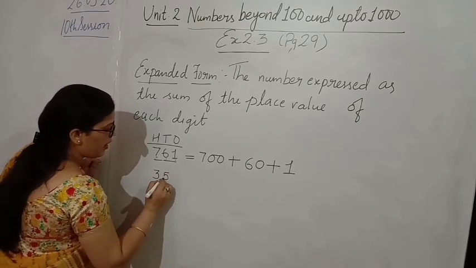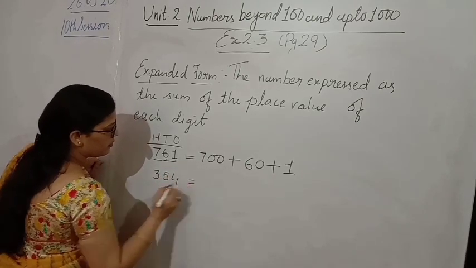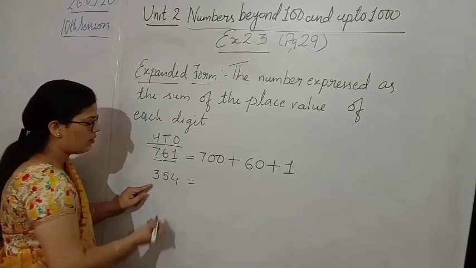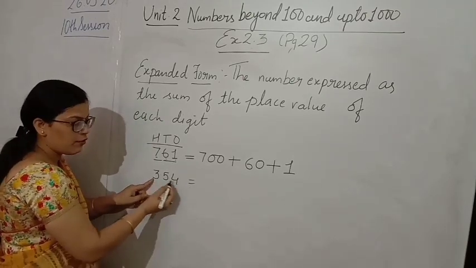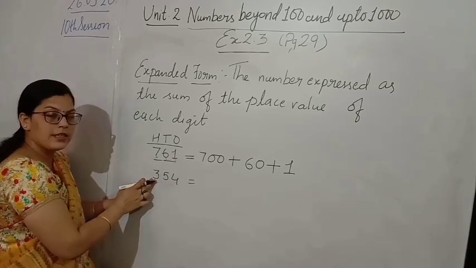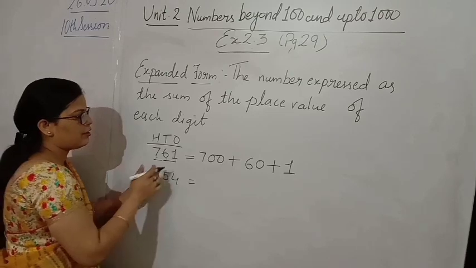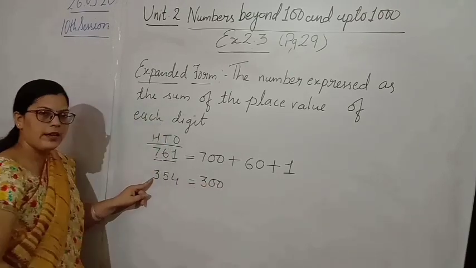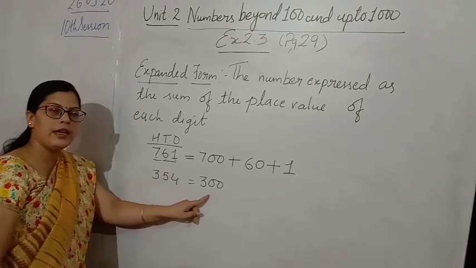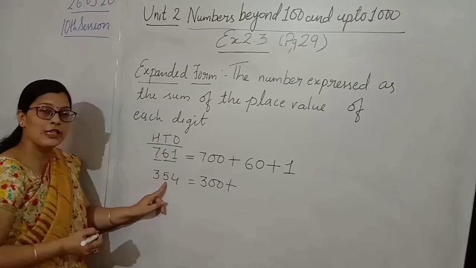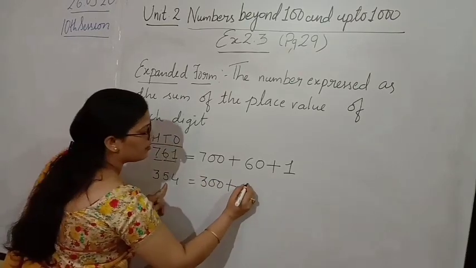3, 5, 4. Okay. So how will we write this in expanded form? We'll write the place values of each digit and we'll begin from the highest place. The highest place is 3. 3 is at hundreds place. Its place value will be 300. Place value of 3 will be 300 plus place value of 5 here is 50.